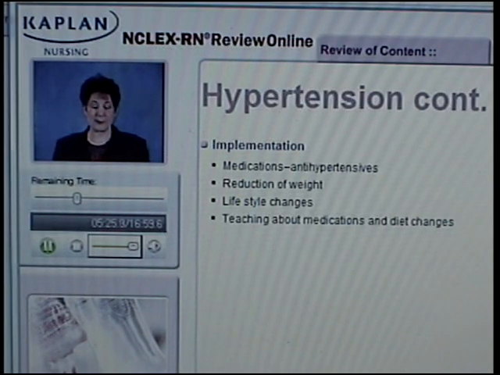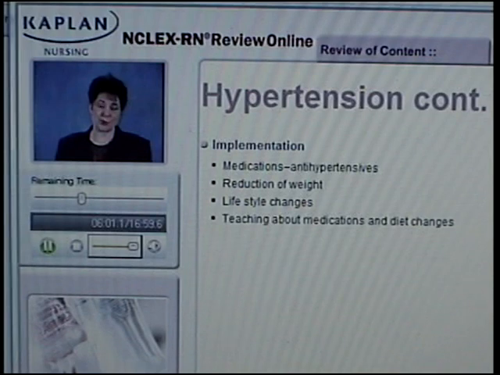Another implementation for hypertension is if the patient is obese, overweight, they should be put on a weight reduction diet. If they are in a highly stressful job or situation, again, the patient will want to make lifestyle changes. Might be a change of job, relaxation or meditation, might be a regular exercise regime to help with working with stress. And again, there's a lot of teaching that you'll do with the patients that have hypertension, about the lifestyle changes, but also about dietary changes.